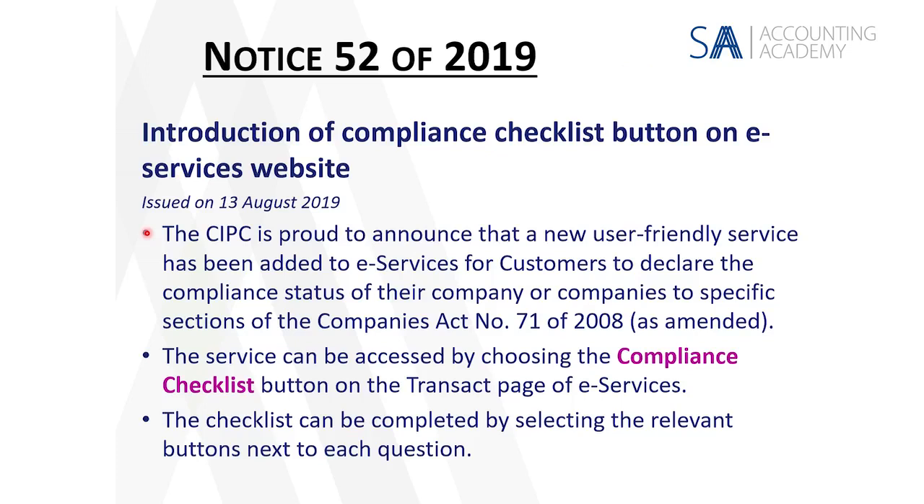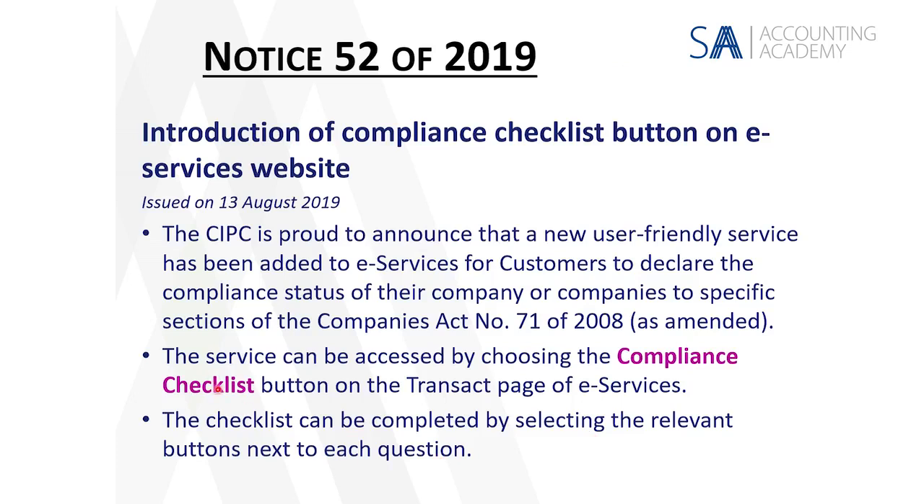And on the slide here, you will see it says there, CIPC have announced that a new user-friendly service has been added to e-services for customers to declare the compliance status of their company or companies to specific sections of the Companies Act as amended. So they're making it sound like this is something that you would want to do from your side, okay? The service can be accessed by choosing the Compliance Checklist button on the Transact page of e-services. The checklist can also be completed then by selecting the relevant buttons next to each question. So they're just explaining to you how you get on there.